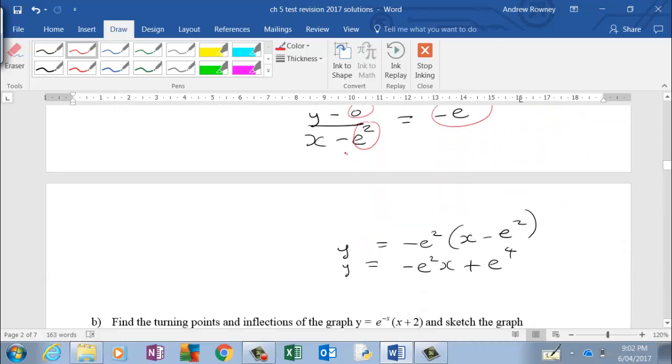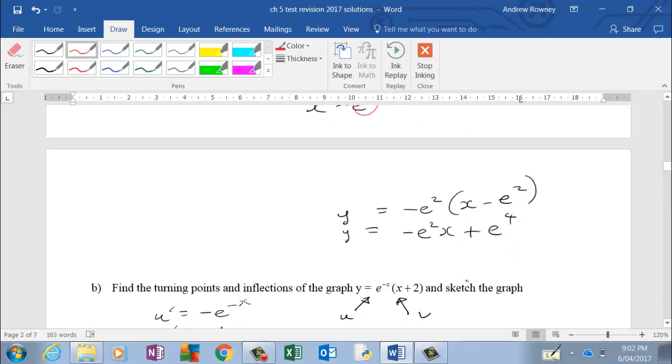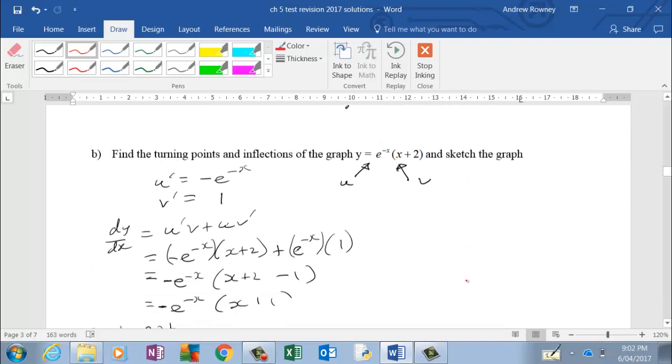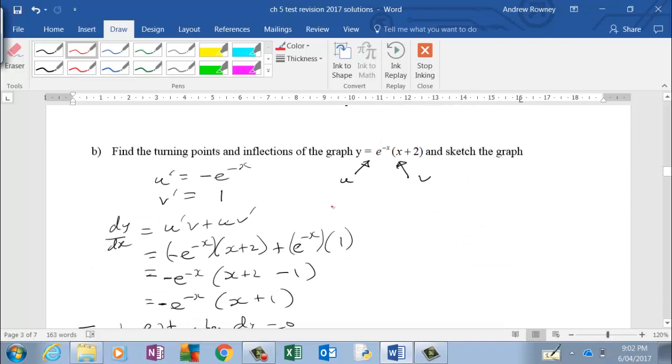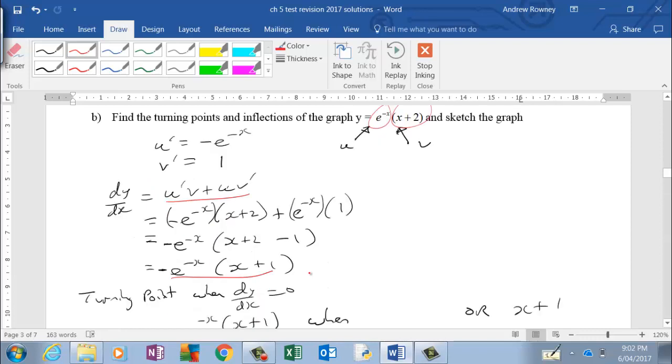And you could rearrange that, multiply that bottom over the top, over to the top line on the other side, and expand. Find the turning points and inflections of this graph. We need to find the slope first of all. That's a product rule, so that's u, that's v. Work out u dash and v dash, plug it into the product rule, and that comes down to this.